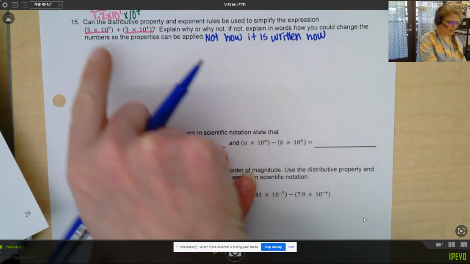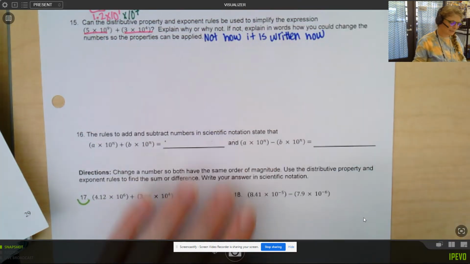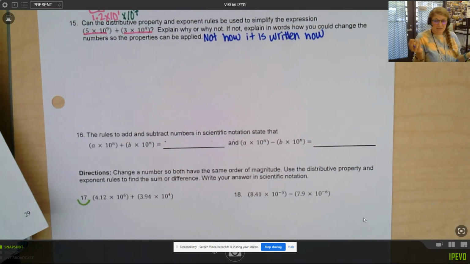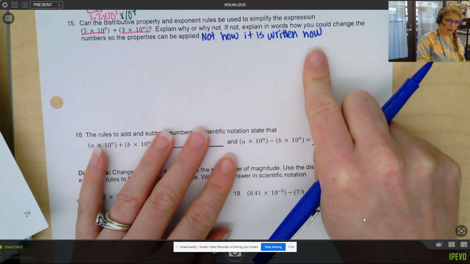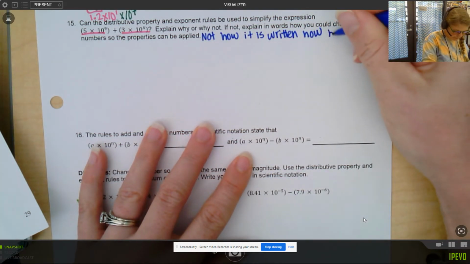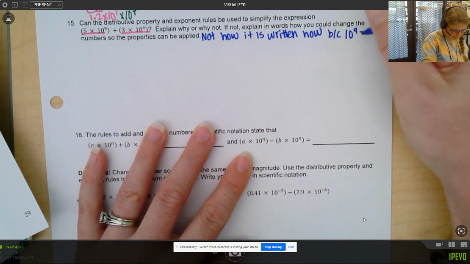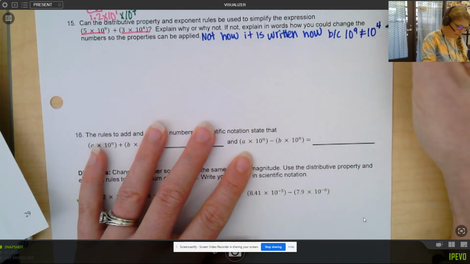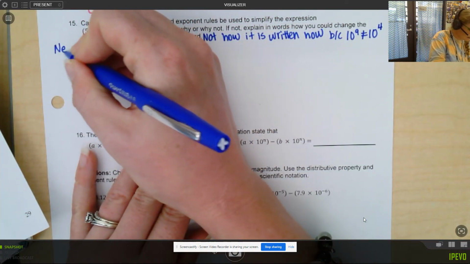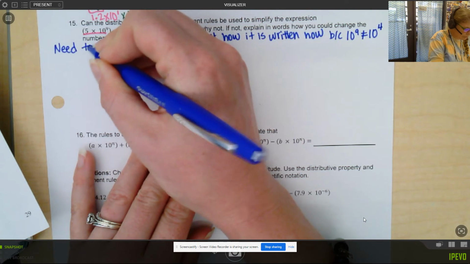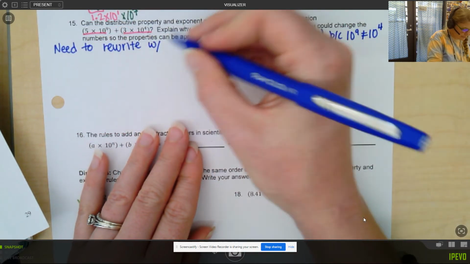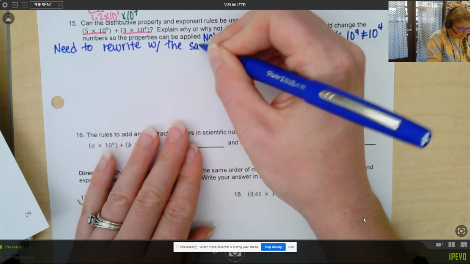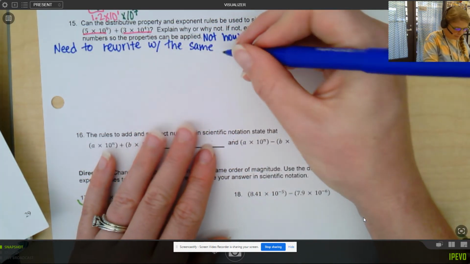So I can't just say this is 5 plus 3 times 10 to the, I don't know, 4th, 9th, add them, subtract them, multiply them. I don't know. It's because it doesn't have a common factor that we can factor out. So not how it is written now, because 10 to the ninth does not equal 10 to the fourth power. We need to rewrite with the same order of magnitude, or 10 to the nth power.